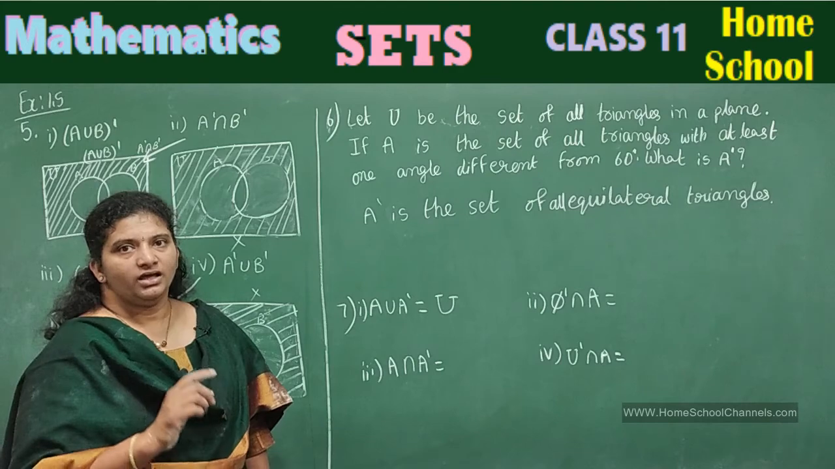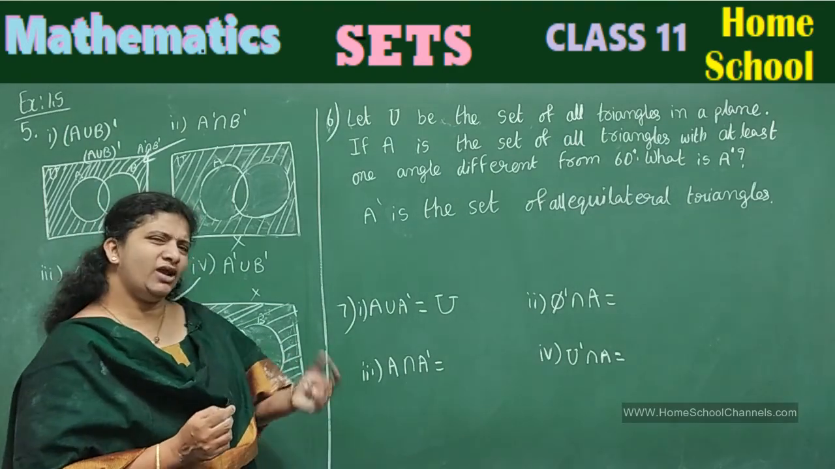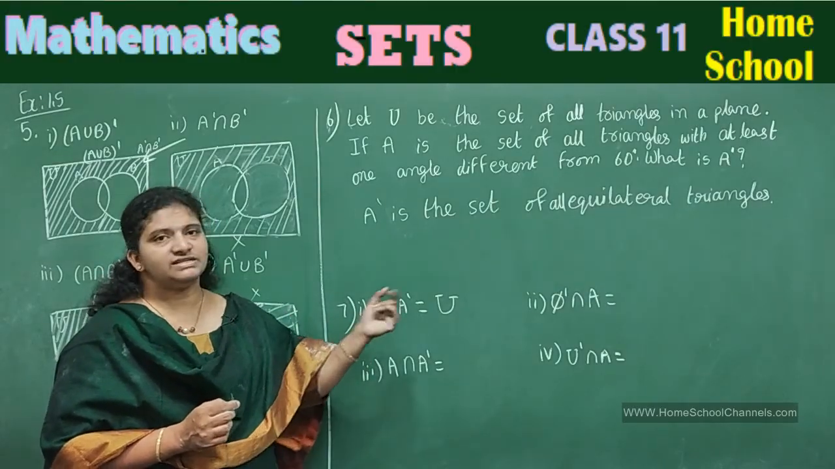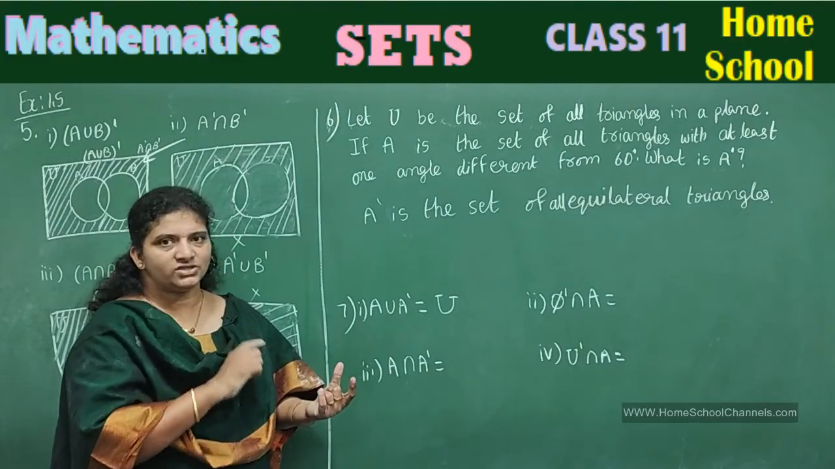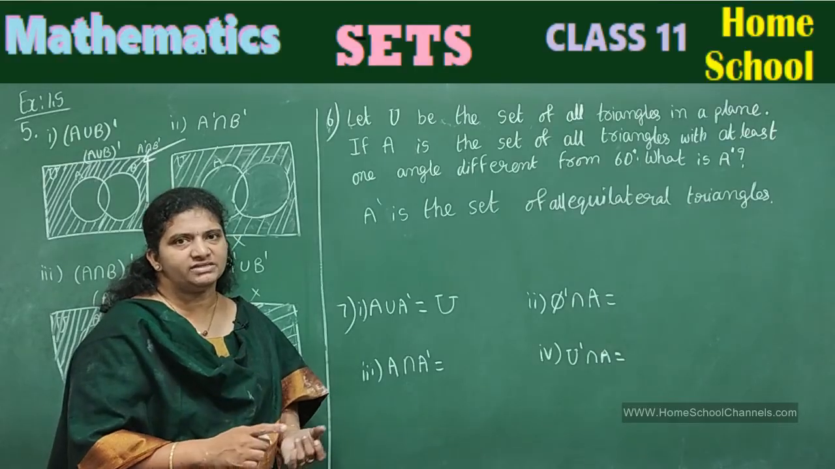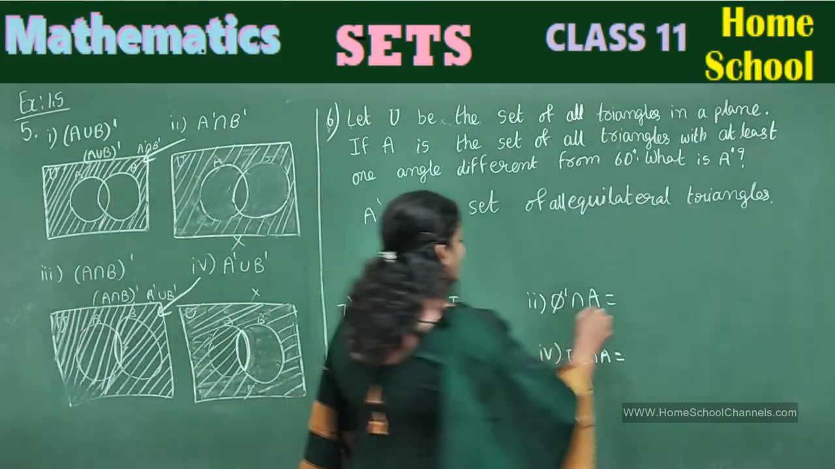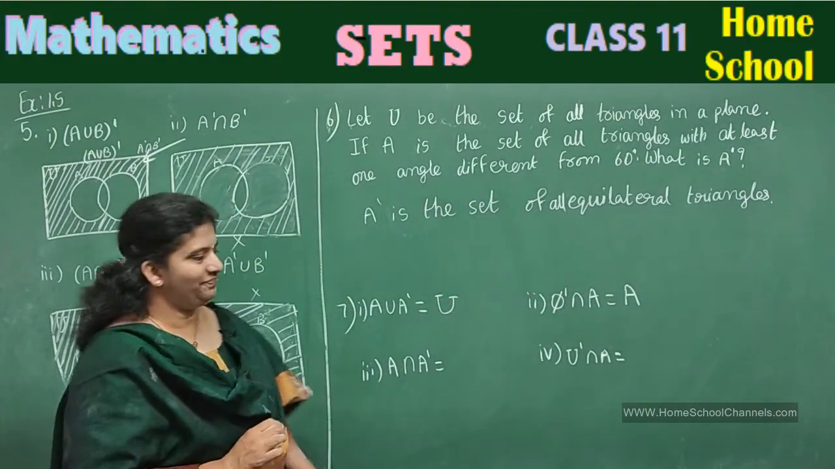Second one, phi complement intersection A. Phi complement means full universal set. Universal set intersection A is what? Universal set contains all the elements of set A. Intersection means common, so set A is common to the universal set and set A. That is, phi complement intersection A is equal to A.